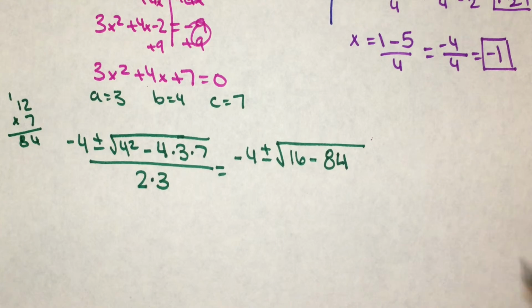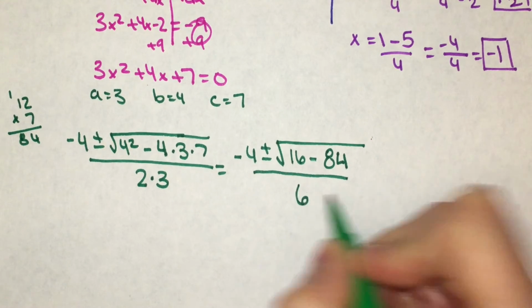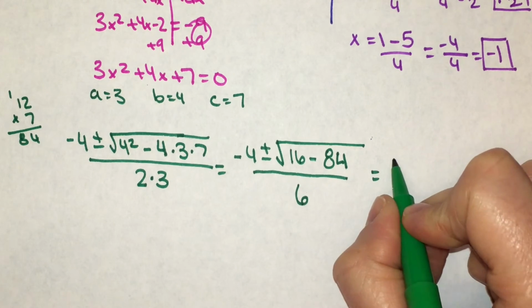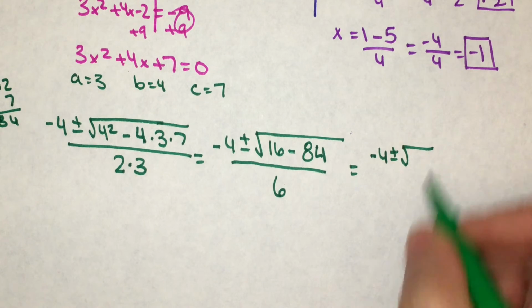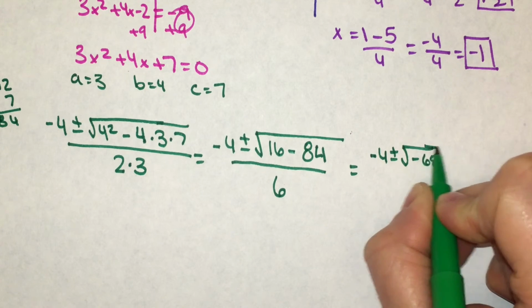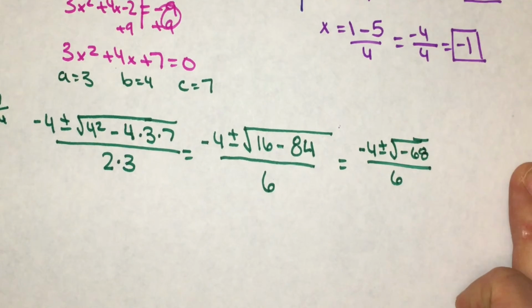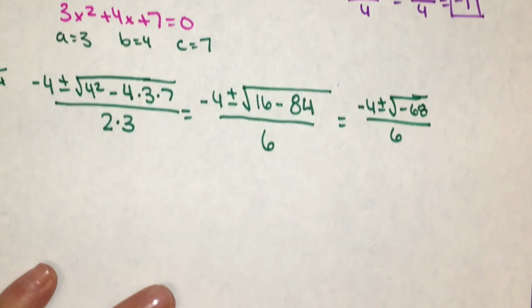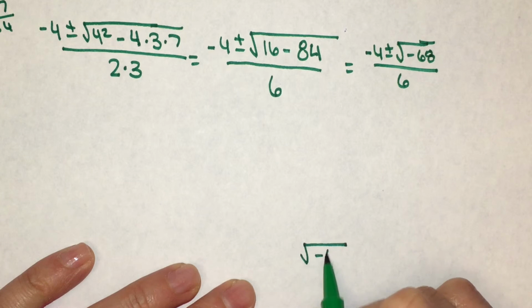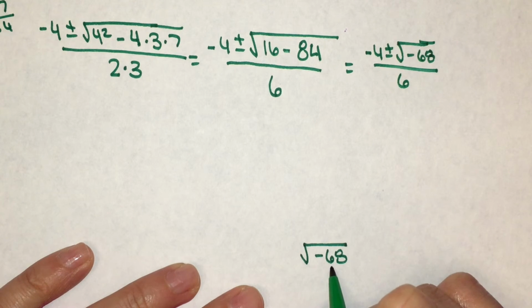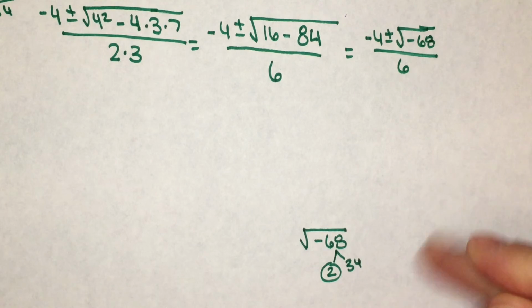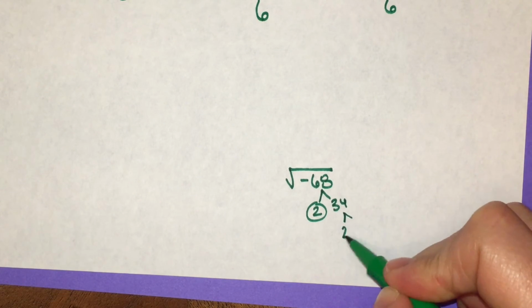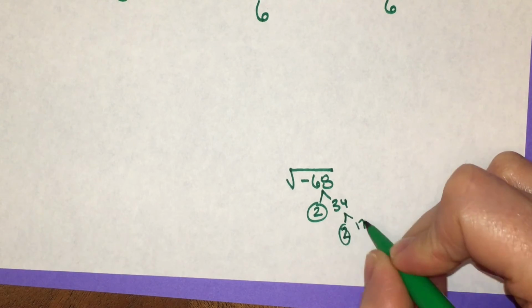All right, so then we're going to keep going, put this over 6. Okay, we get negative 4 plus and minus the square root of 16 minus 84 is negative 68 over 6. All right, I have to break down 68. Negative 68. So I'm going to do that at the bottom. Square root of negative 68. Okay, well, I can pull out, let's see, we have 2 times 34. 34 breaks down to 2 times 17, which is prime, so I know I'm done.